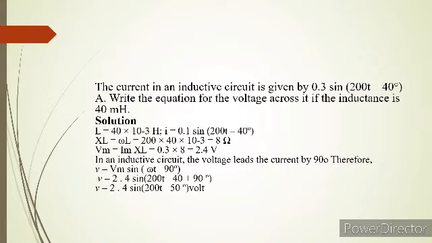Next, let us take one more example: the current in an inductive circuit is given by 0.3 sine omega t, that is 0.3 sine (200 t minus 40 degrees) amps. They have given us the current, and we have to write the equation for the voltage across the inductor if the inductance is 40 millihenry. So they have given us the inductance and the current, and we have to find the voltage.